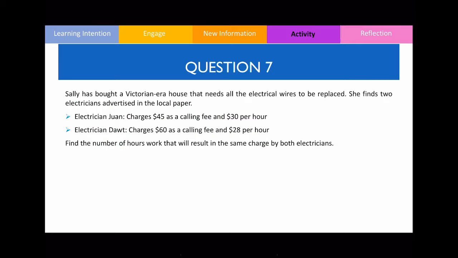Question 7 reads, Sally has bought a Victorian era house that needs all the electrical wires to be replaced. She finds 2 electricians advertised in the local paper. So she can either see Juan or Dot. And as you can see, they've got different rates over there.